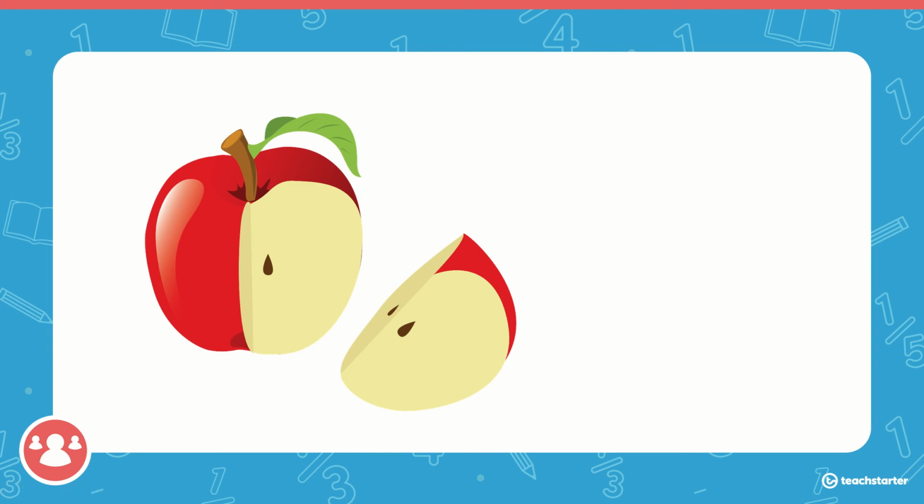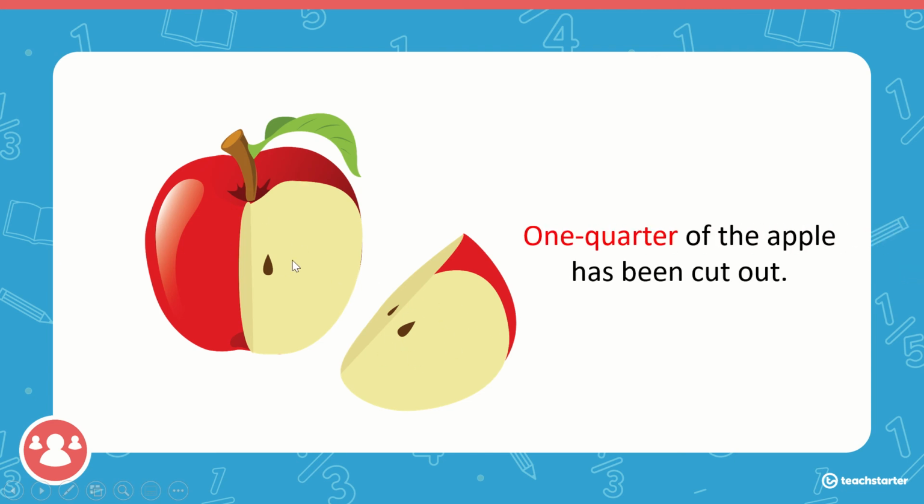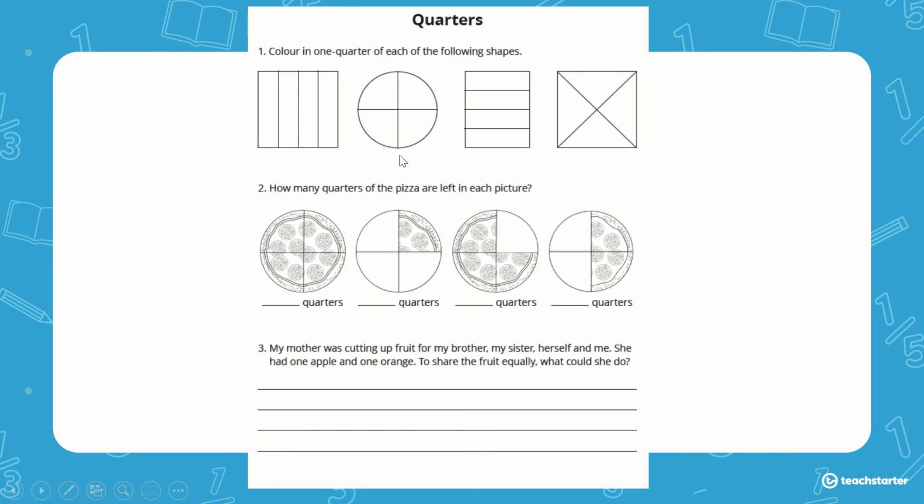Let's have a look at this apple. This apple looks like it's been cut, so 4 parts. So 1/4 has been cut off, and then there's 1, 2, 3/4 that seem to be left. All right, see if you can do this with me. Number 1, color in 1/4 of each of the following shapes. As you can see, these 2D shapes have been split into 4 equal parts, and all you have to do is just color in 1/4.